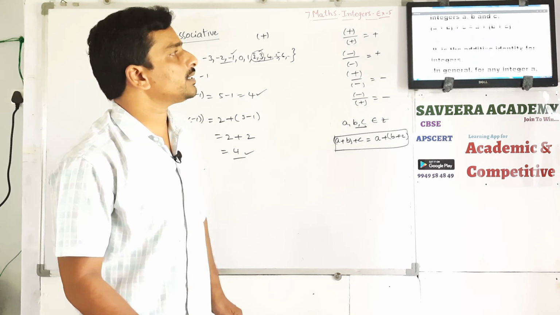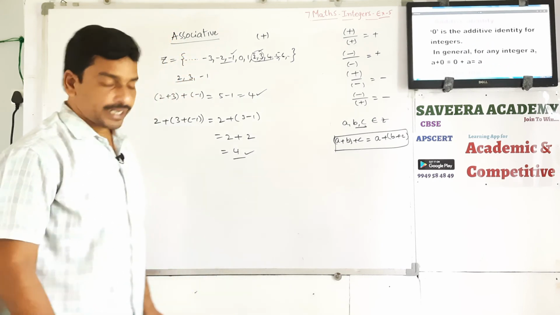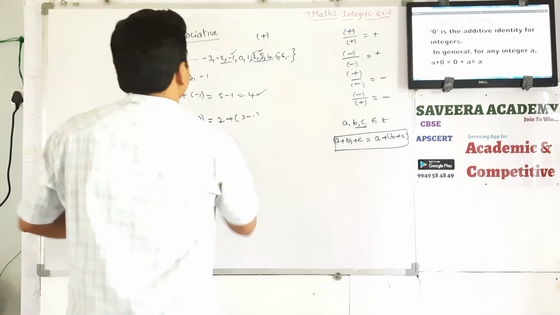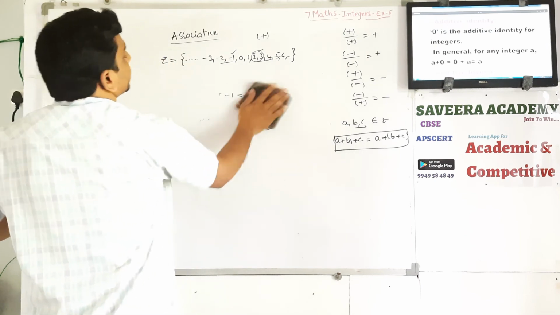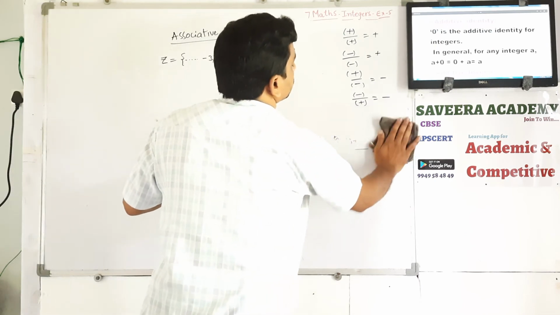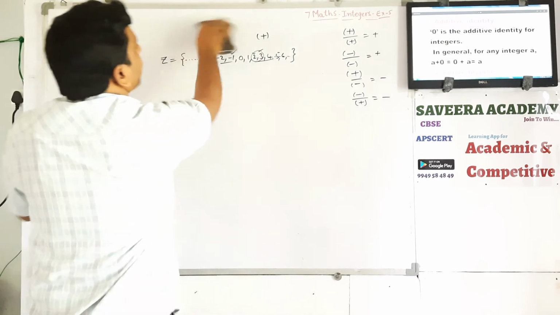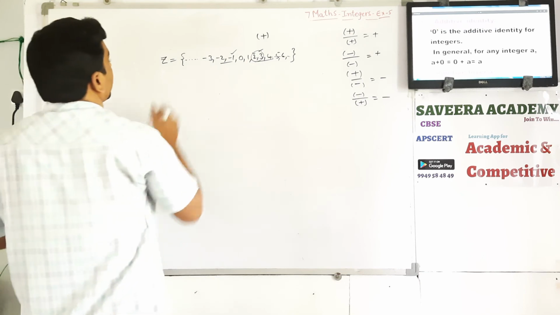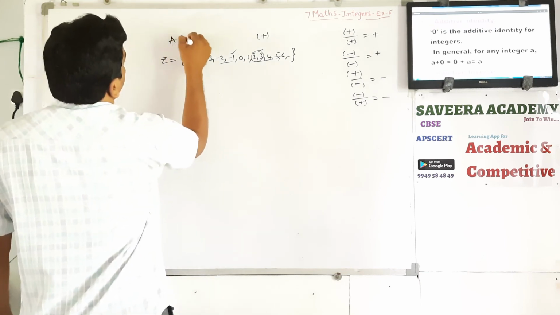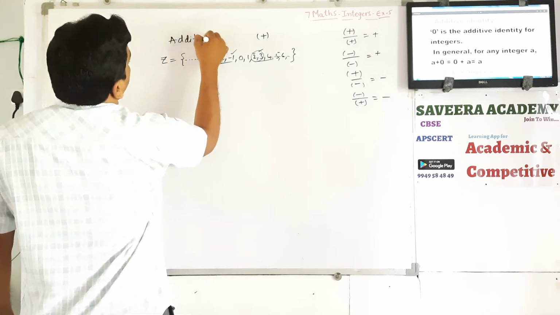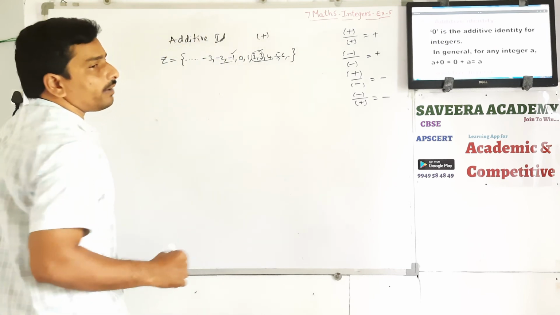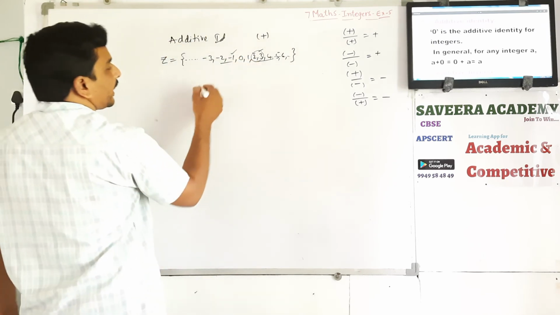Next, additive identity. Additive identity means you have to remember, suppose you take an integer. Additive identity, very very important. This is additive identity.